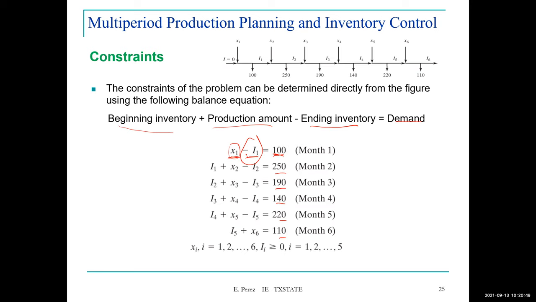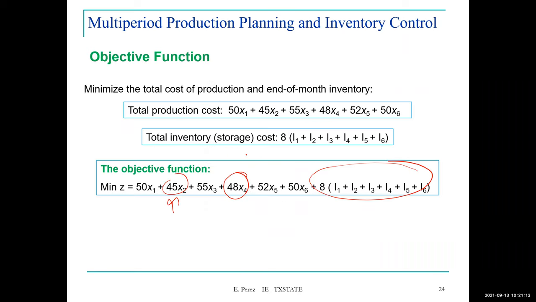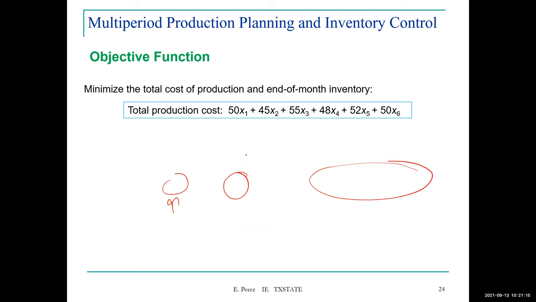So why is it they have a schedule where after the first month, they have something left for the second month? Why don't they just produce based on the schedule, with no inventory? So the question is, why don't we just produce based on the schedule? Why do we need the inventory? The answer is because we are trying to take advantage of this changing cost.